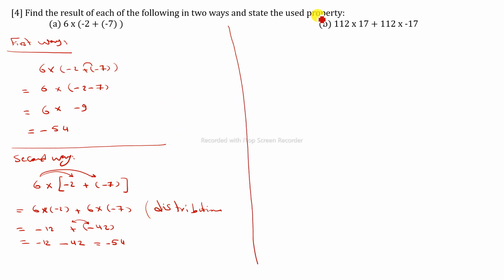تعال نشوف بقى letter B. تعال نشوف first method. هنا 112 times 17 plus 112 times negative 17. طبعا لو لاحظت هتلاقي عندنا common factor 112. هناخد 112 ونفتح براكت، يبقى عندنا 17 plus negative 17. كده احنا عملنا distribution property.